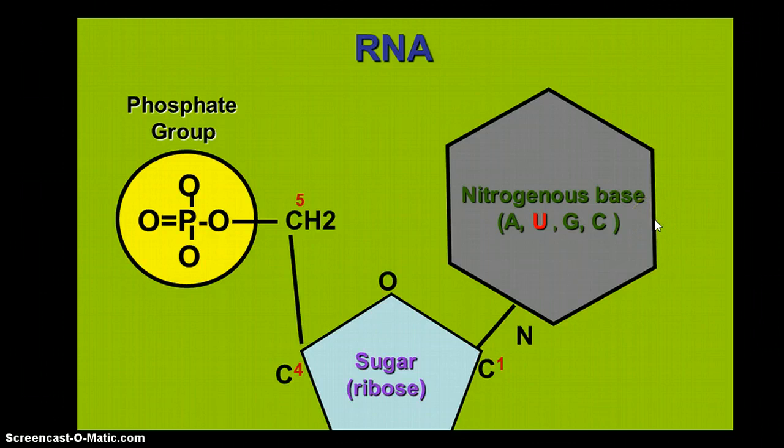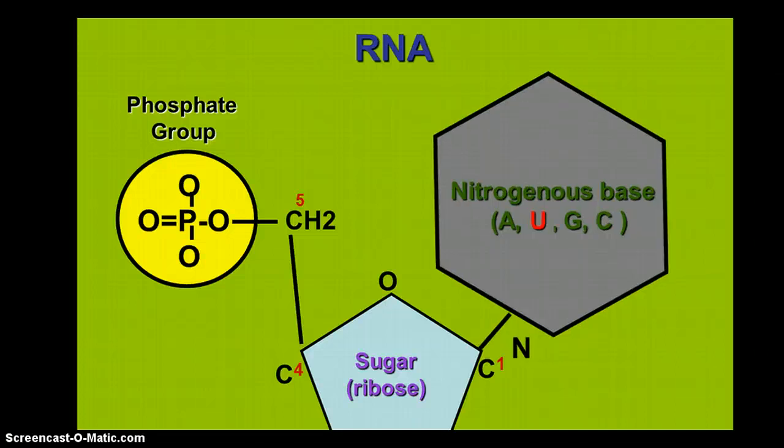Nitrogen bases found in RNA are adenine, uracil, guanine, and cytosine. We replace T with U, okay? So we replace that thymine with uracil. And just like adenine and thymine bind together, adenine and uracil are going to bind together in RNA. And just like in DNA, guanine and cytosine are going to bind together. Just the same in RNA.